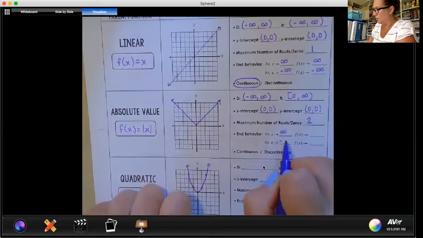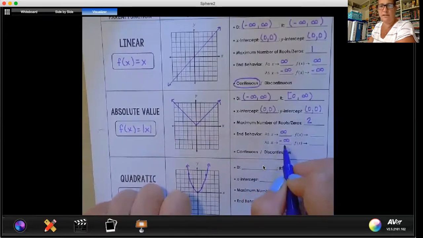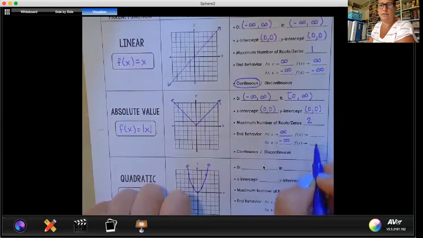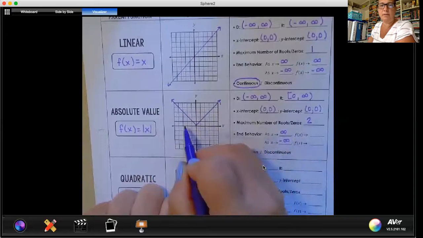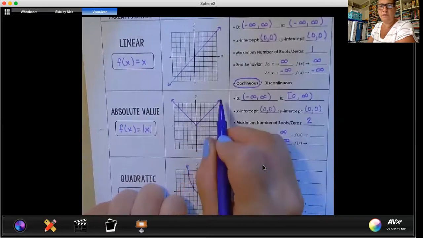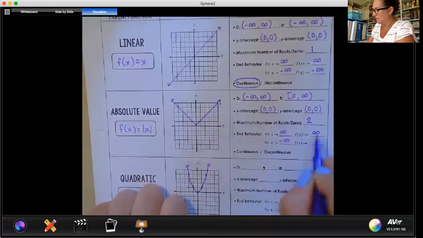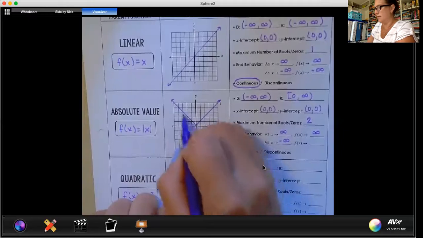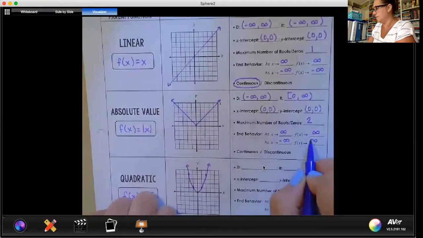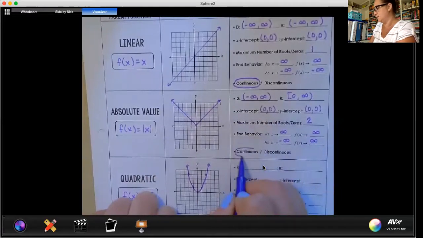These will always be as x approaches infinity and x approaches negative infinity, always. And then you fill these in. So as x approaches infinity, f of x approaches infinity. And as x approaches negative infinity, f of x approaches infinity. And it is a continuous function.